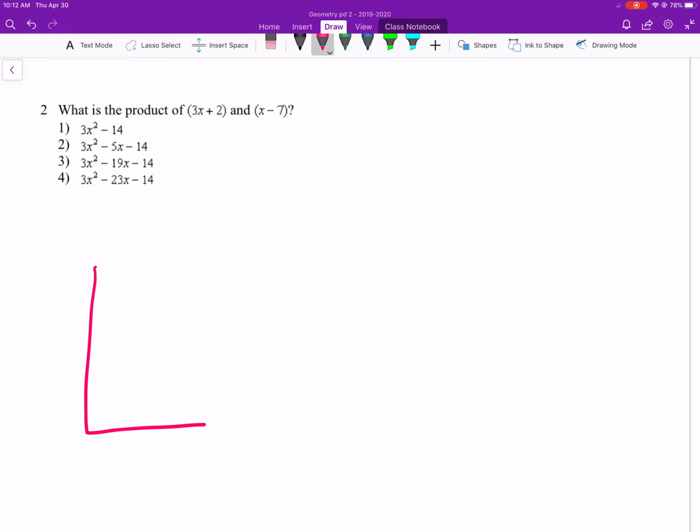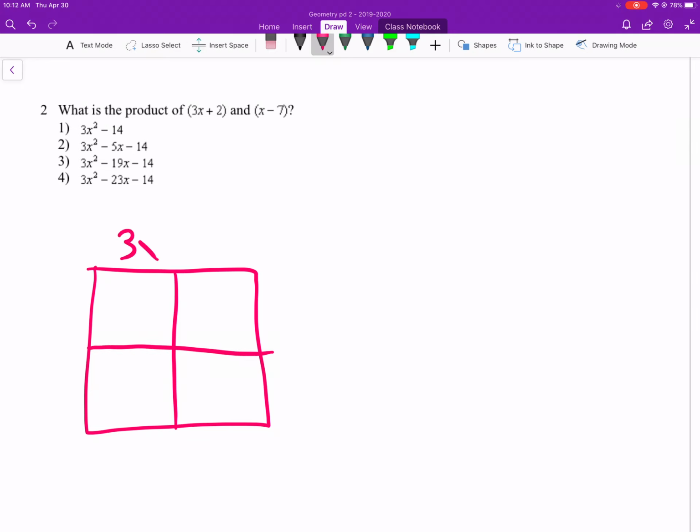So this is not necessarily the distributive property. This we learn through the box method. So you write your expressions, 3x plus 2 and x minus 7, and then you multiply all throughout. So 3x times x is 3x squared. 3x times negative 7, so bottom left here, is negative 21x. Top right, we have 2 times x, which is 2x. And bottom right, we have 2 times negative 7, which is negative 14.